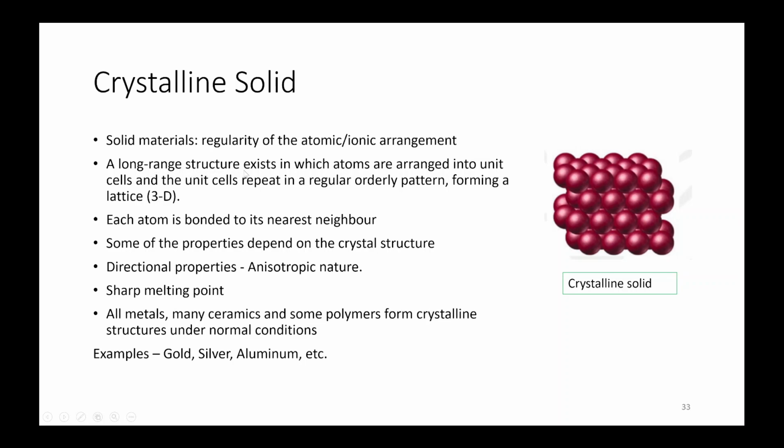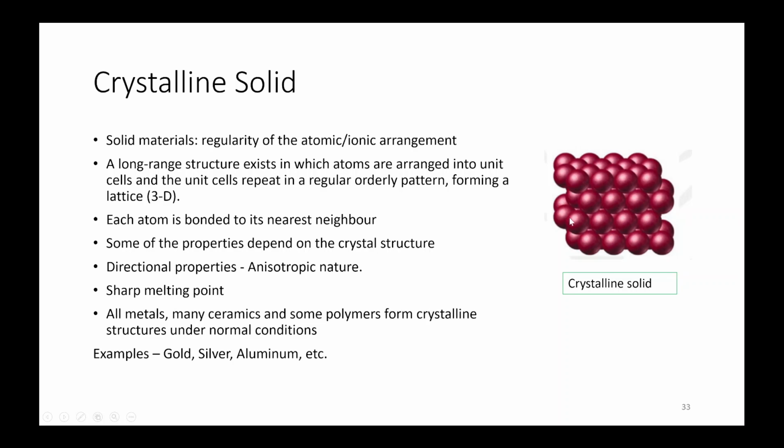Long range structure exists in which atoms are arranged into unit cells, and unit cells repeat in a regular, orderly pattern following a lattice. So this will be forming a 3D lattice. Each atom is bonded to its nearest neighbor, and some of the properties depend on the crystal structures. For example, if there is a crystalline structure, they will have directional properties. So they show anisotropic behavior.